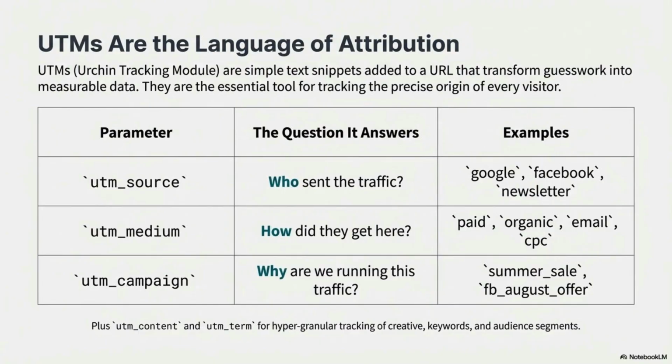To power attribution, we rely on UTMs. These tiny pieces of text in your URLs tell us: UTM_source, who sent the traffic? UTM_medium, how did they get here? UTM_campaign, why are we running this traffic? When you use UTMs properly, every visitor leaves behind a clean origin story. That story becomes the foundation for real attribution and real ROI tracking.